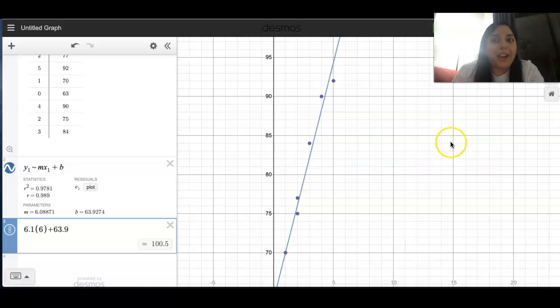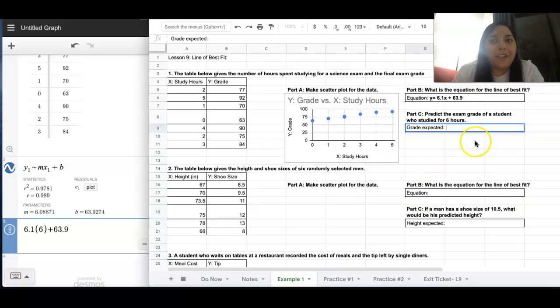But think about it here. Can you make 100.5 on a grade? No. So you want to give that estimate, so it would be 100. You would technically get 100 on that assignment.